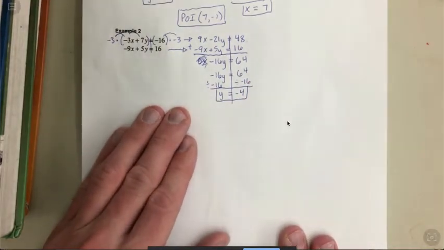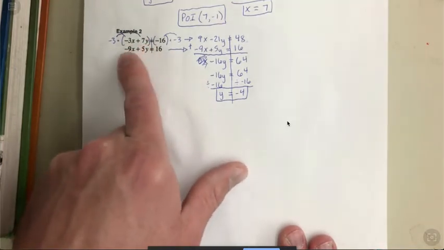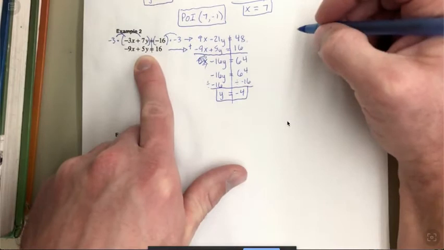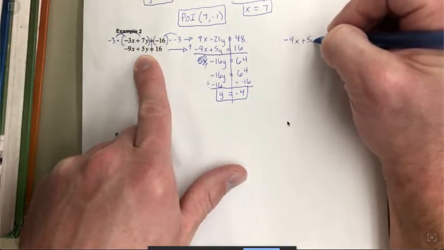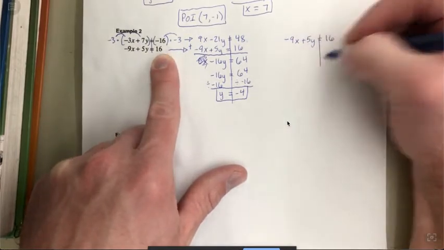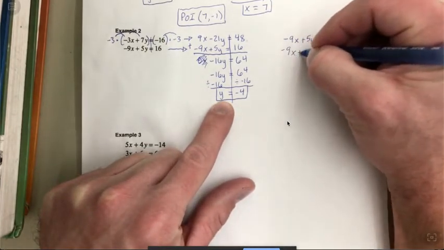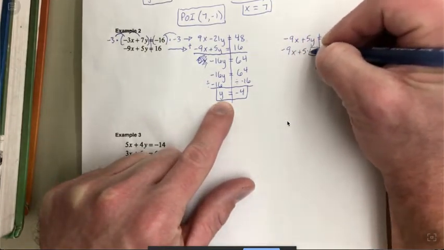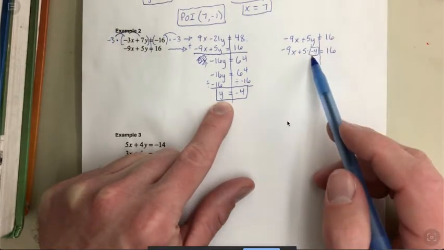All right, so once again, I can use either equation. It doesn't matter. I can use the original top one or the original bottom one. I'm going to use the original bottom one just to mix it up this time. All right, now that I know y is negative 4, I'm just replacing y with negative 4.